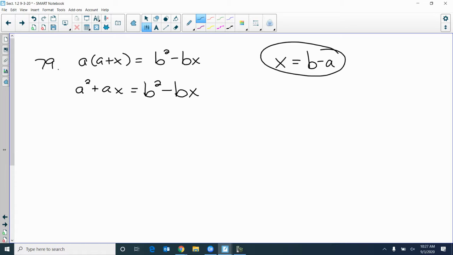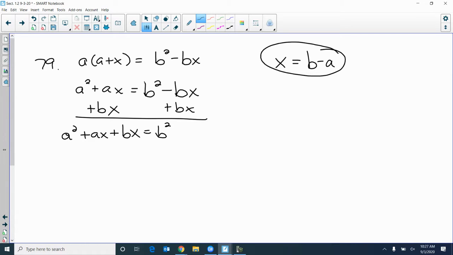I'm counting on everybody to be able to do that. And that depends on whether you move to the right or to the left. I would probably add BX because I try to make the terms with the X both positive if I can. A squared plus AX plus BX equals B squared. Now I have to move the A squared over, so I'm going to subtract it. AX plus BX equals B squared minus A squared.